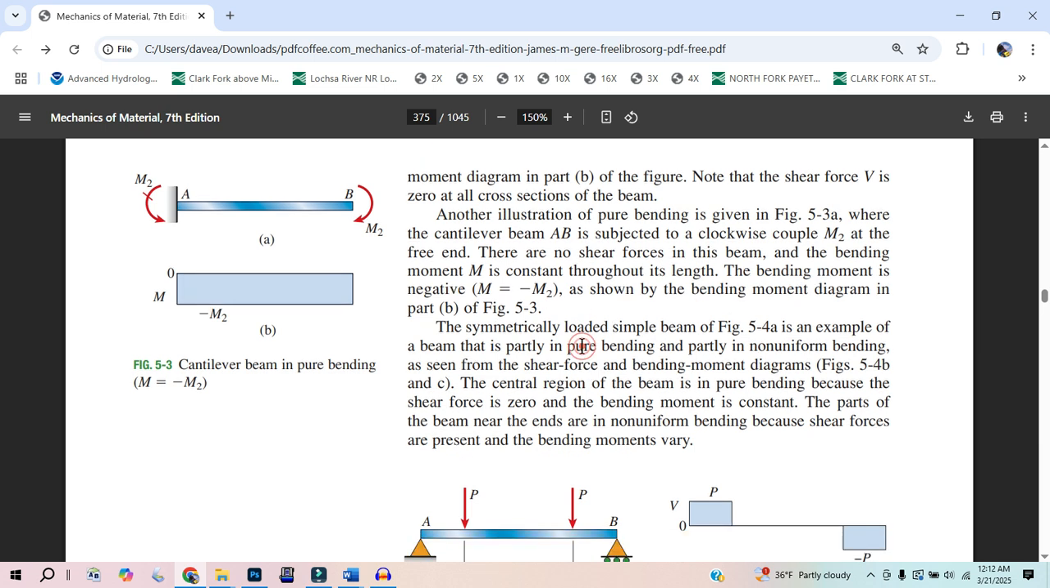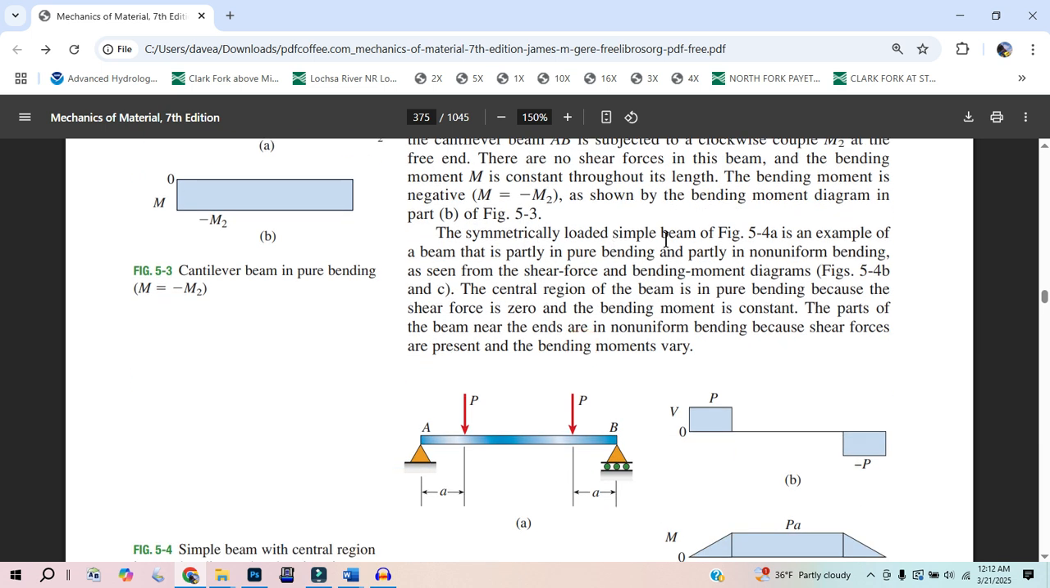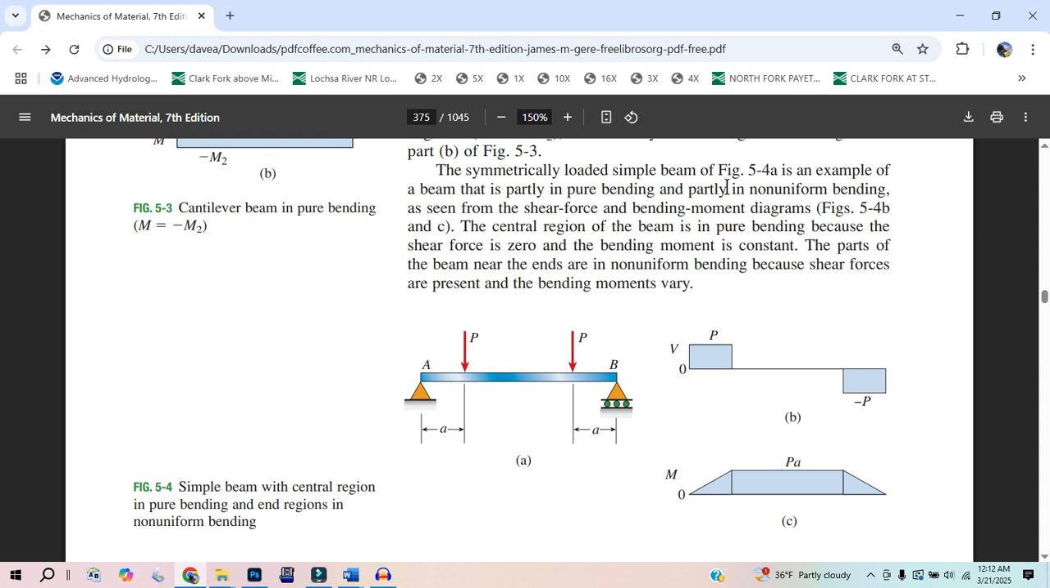All right, moving on, almost done. The symmetrically loaded simple beam of figure 5.4a. So now we're down to this figure, and we've already talked our way through it. Two forces down. To find the reactions at A, you do the sum of the moments at point A. This would drive a moment, P times this distance, and this would drive a moment, and then you would have to couple it with an upward force at B.